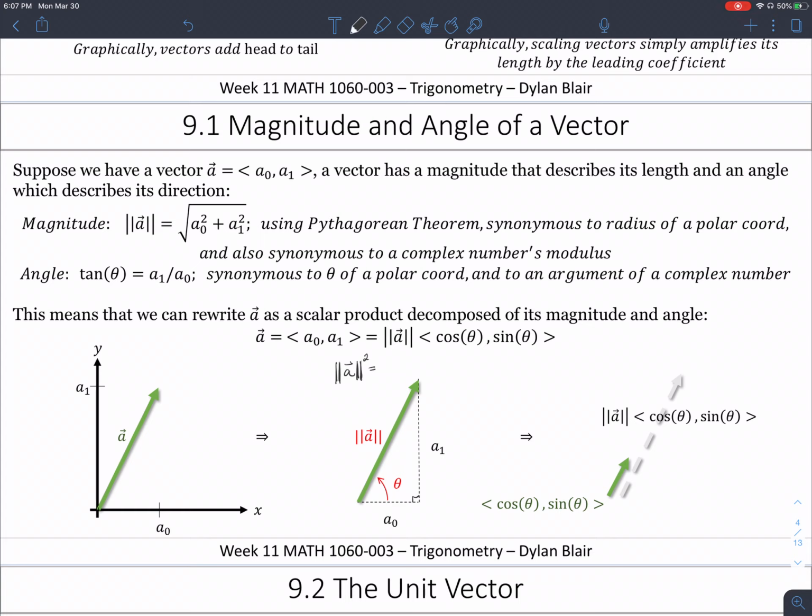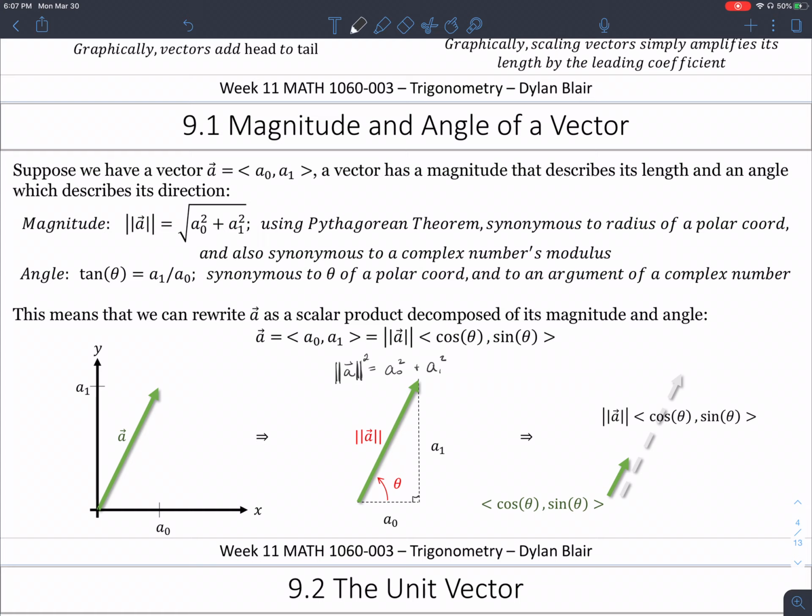So we could say that that hypotenuse squared, which is our magnitude squared, is equal to A naught squared plus A1 squared. Okay, when you take the square root of both sides, we've now successfully solved for our magnitude using Pythagorean theorem. Okay, so this is synonymous to what we've been doing for the past month by finding the radius of a polar coordinate or finding the modulus of a complex number.